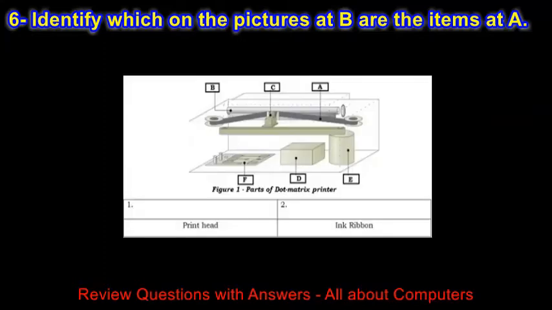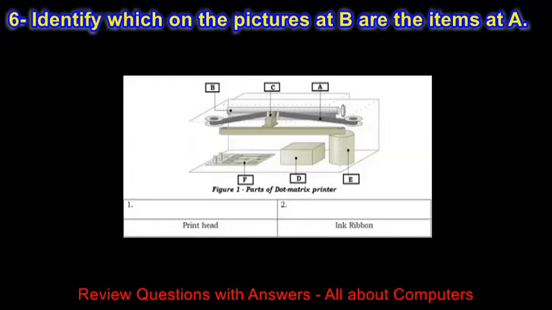Next, we have here pictures from figure 1, parts of dot matrix printers. As you can see, all we need to answer is only 1 and 2. So we need to identify which one is a print head or the ink ribbon. So in number 1, print head, the answer is letter C. And number 2, ink ribbon, the answer is letter A.